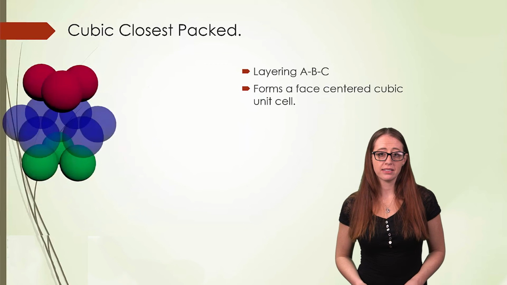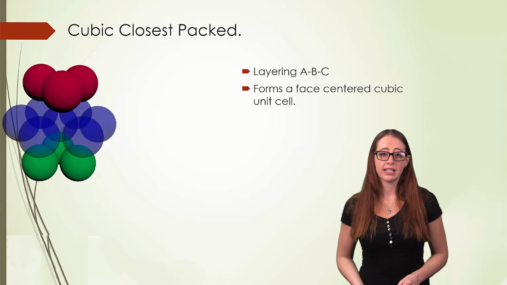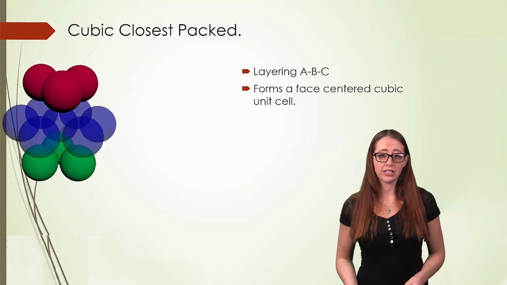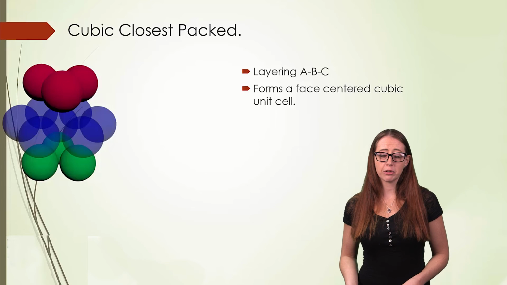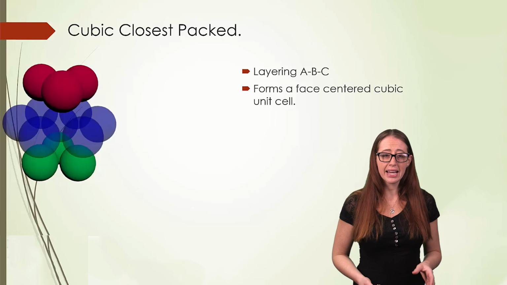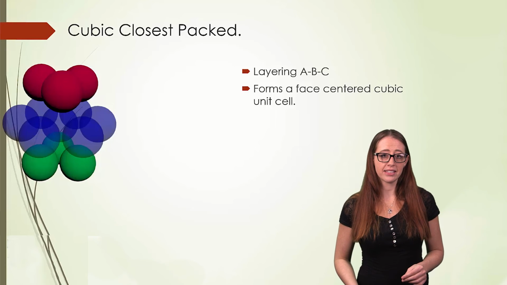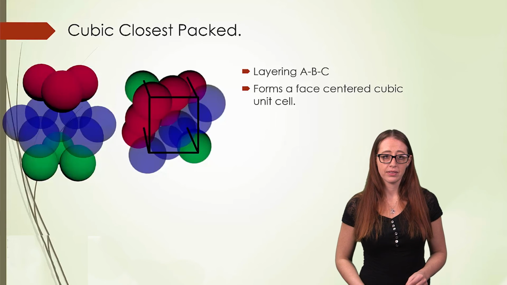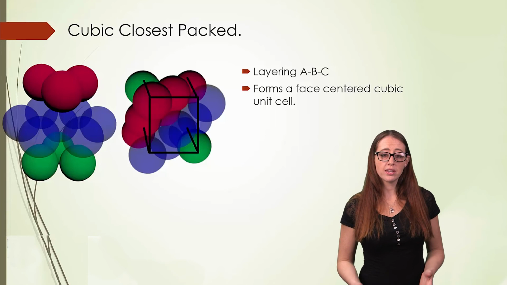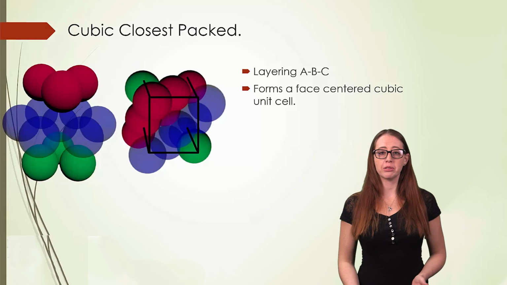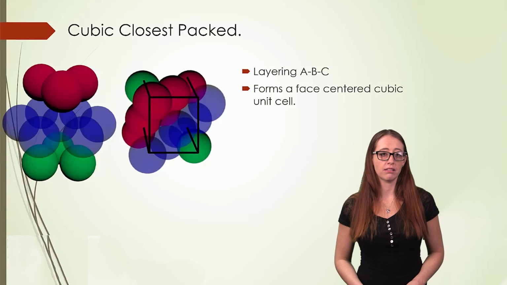Cubic closest packed comes from a slightly different layering. Instead of ABA layering, you get ABC layering. This packing forms a cubic cell. It might be tough from looking at this to see the cubic cell, so let's look at it a little bit differently. Here I have it tilted on its side with the cube drawn in. So this ends up being a face-centered cubic cell if we imagine it from this angle.